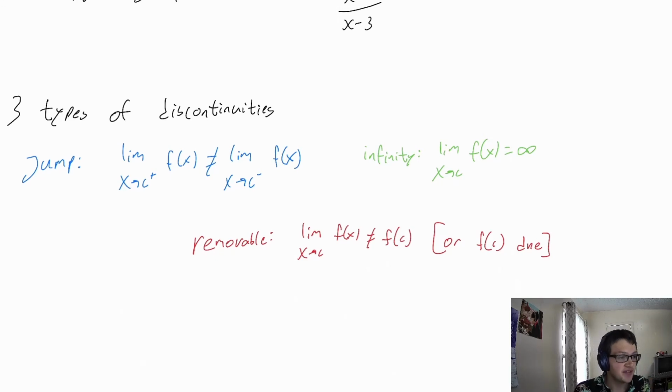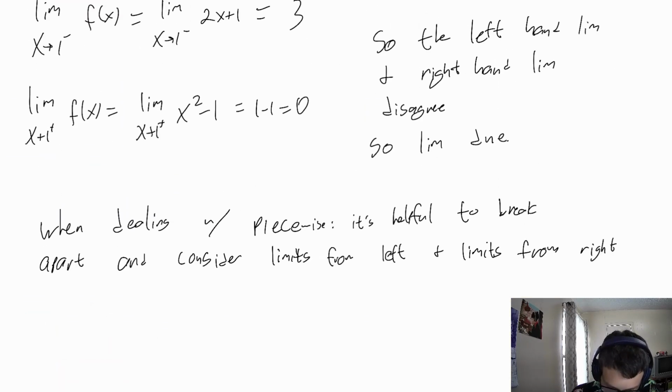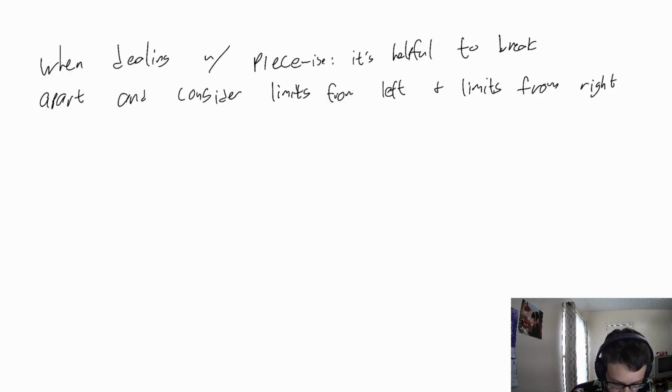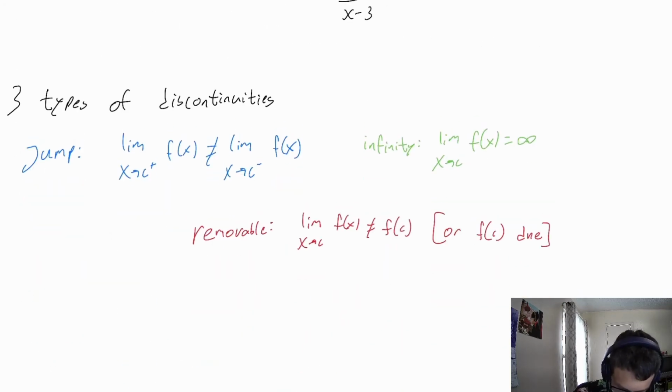There are 3 types of discontinuities. We have a jump discontinuity if the left-hand limit and the right-hand limit don't agree. So if we look back at this function here, if we were to actually graph it out, the function would jump from one value to another. It's called a jump discontinuity because if we graph it, the function looks something like this. There's a jump.